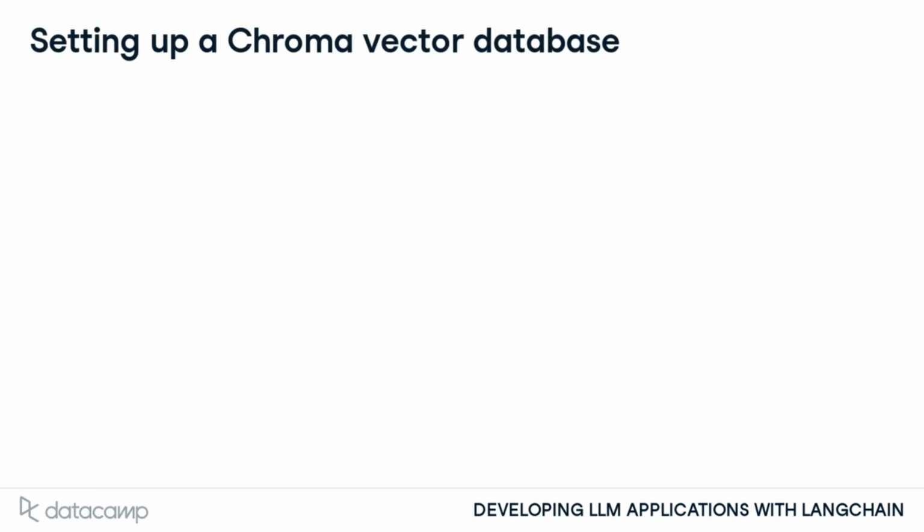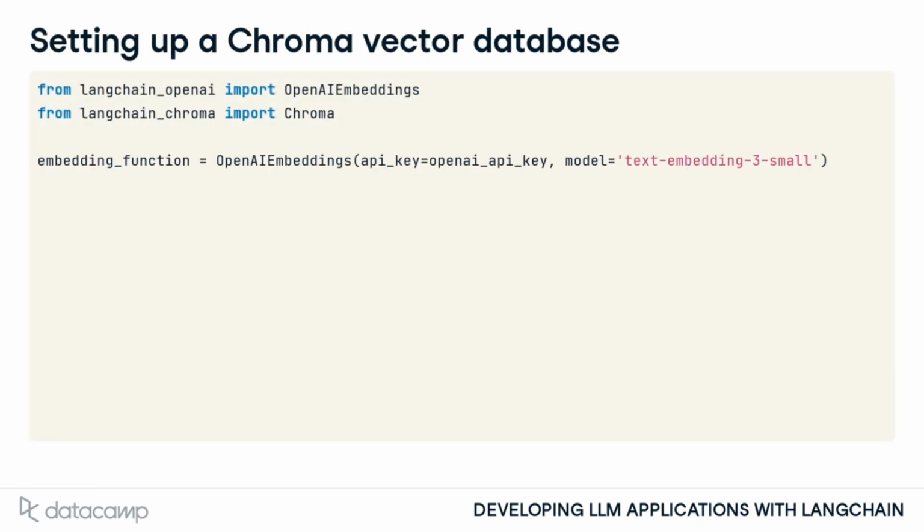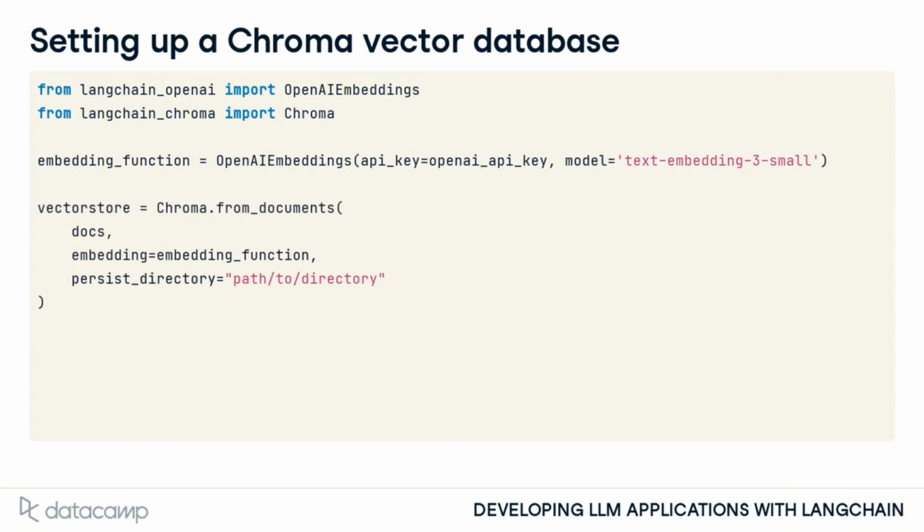Now that we've parsed the data, it's time to embed it. We'll use an embedding model from OpenAI by instantiating the OpenAI Embeddings class, passing in our OpenAI API key. To create a Chroma database from a set of documents, call the FromDocuments method on the Chroma class, passing the documents and embedding function to use. We'd like to persist this database to disk for future use, so provide a path to the persist directory argument.